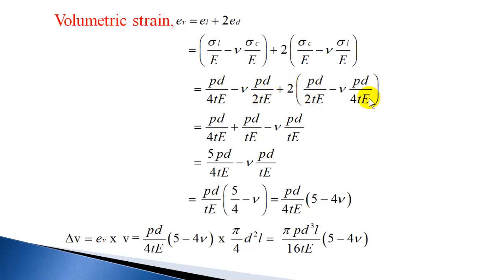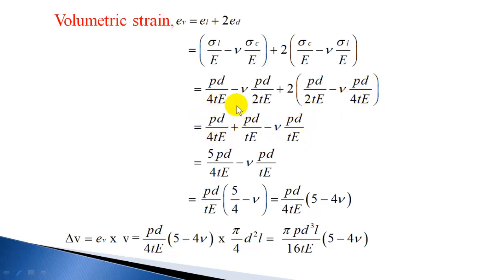Now minus nu PD by 2TE, and minus, this is 2 by 4, it is PD by 2TE. So minus PD by 2TE, here also you will have minus nu PD by 2TE. If you sum these two terms up, you will get minus nu PD by TE, because half and half will make 1. So this is half of nu PD by TE and this is also half of nu PD by TE. So that will make it 1 minus nu PD by TE.